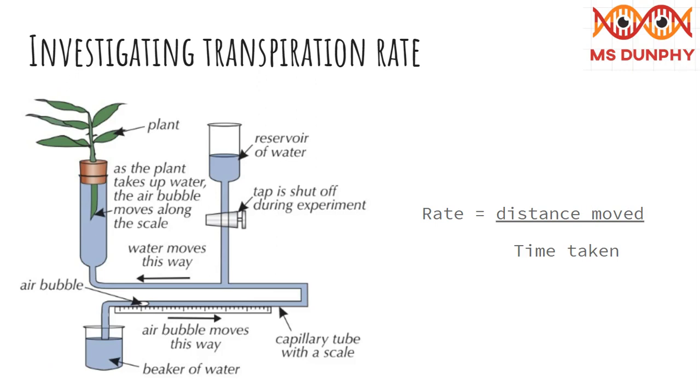Calculating the rate of transpiration is easy once you have the data. You can use the data you collect in your experiment and use this equation: rate equals distance moved divided by time taken.